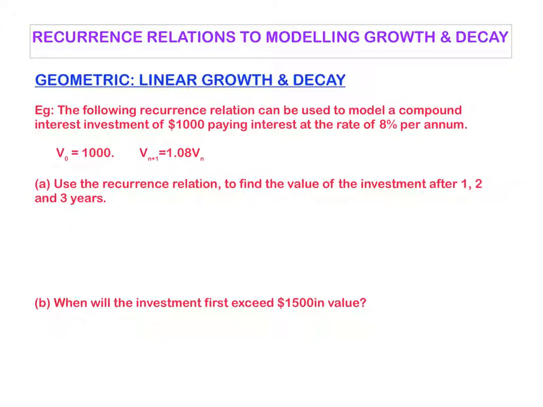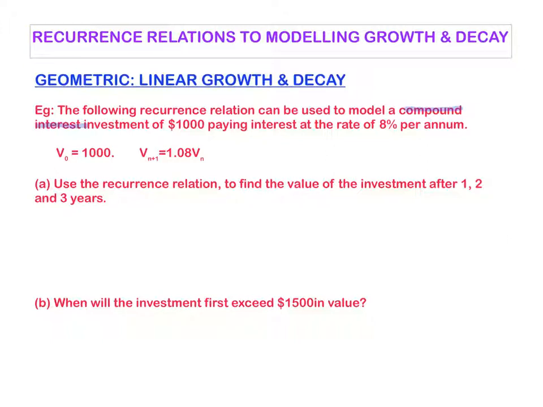Okay, so the following recurrence relation. A recurrence relation just means the rule when they write it with this language, like with the V0 and the V(n+1). That's all that means. So the following recurrence relation can be used to model compound interest. Compound is an example of geometric. An investment of $1,000, so the original amount was $1,000, is earning an interest rate of 8% per annum. Use the recurrence relation to find the value after 3 years.